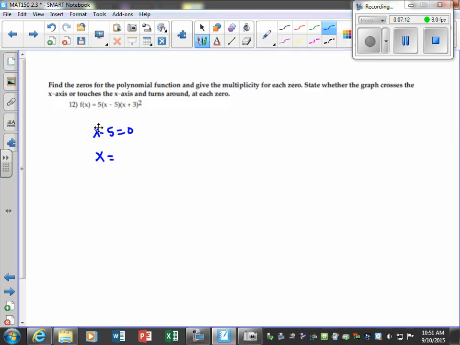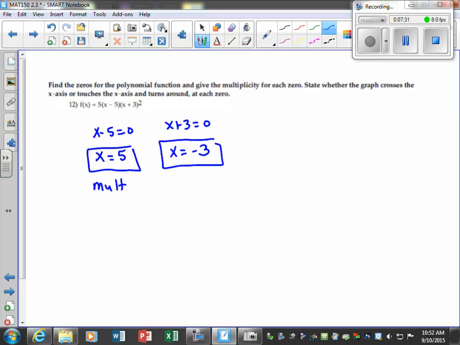The x-intercept of 5. And then this x plus 3, if I set that equal to 0, I have roots at 5 and at negative 3. But what is the multiplicity of this one? Multiplicity, what's the known exponent over that? If it's not showing, it's a known 1, so the multiplicity is 1.